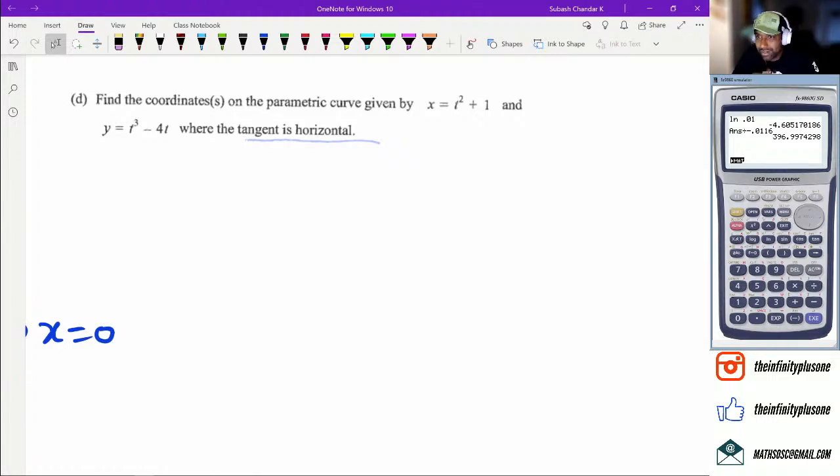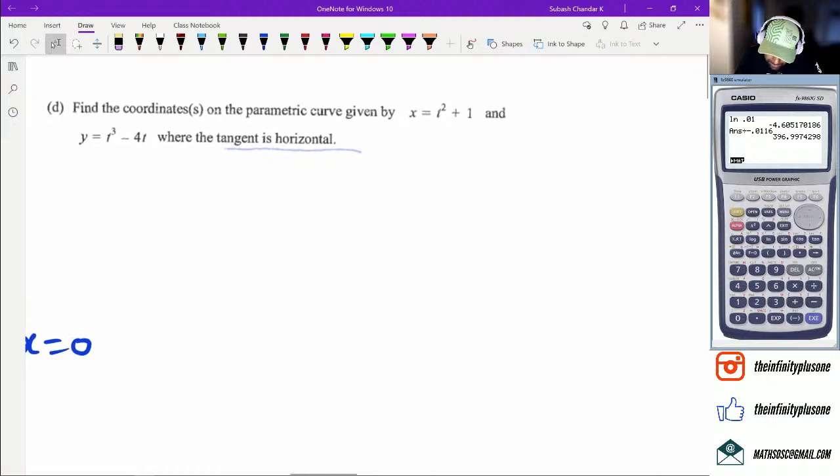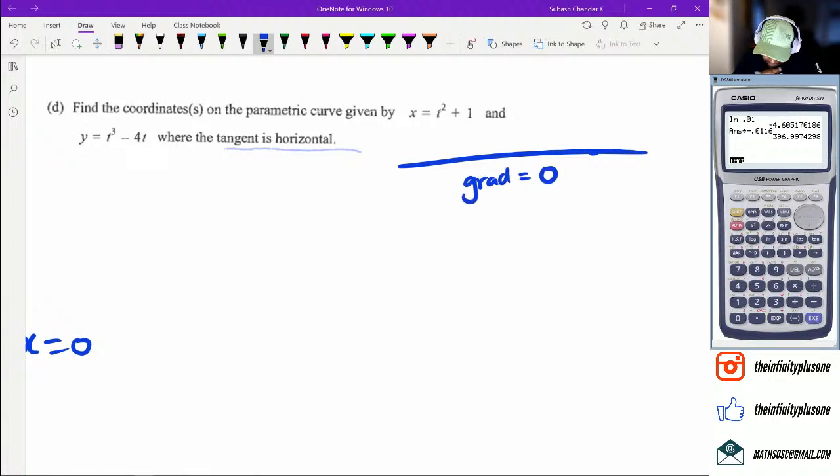So here is a merit question coming up. In this question, they're asking, find the coordinates of the curve where the tangent is horizontal. Now, horizontal basically means that it's a flat line, which means the gradient is equal to 0. So what you have to do is work out dy dx in this case, and then put it equal to 0.